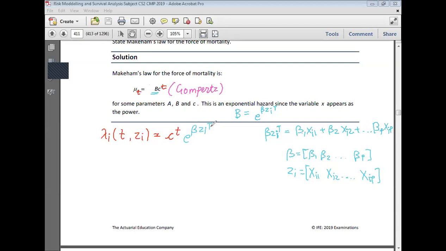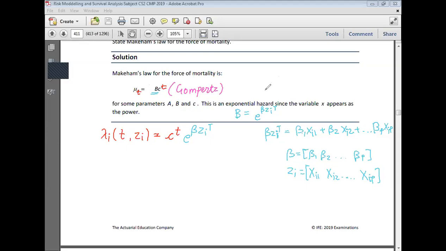So remember, my zi and beta are vectors. If you want to remember that these are vectors, you can put a bar on the top or on the bottom, however you find convenient. This is just one example of how you can write your hazard function in the case where we assume that the mortality rate's parametric model is Gompertz. So what I have done here is c raised to t times e raised to beta zi transpose.